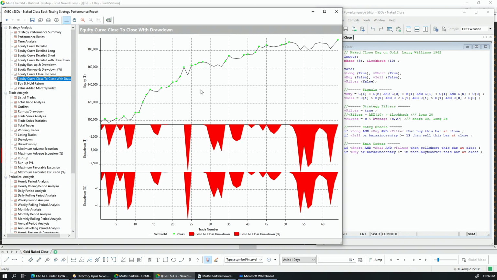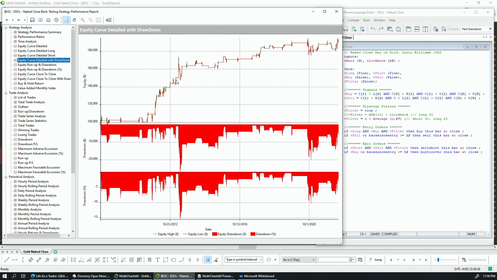And this is close to close. So remember, this was including the open drawdown. So what do you know? Naked close still works wonderfully on the gold market.